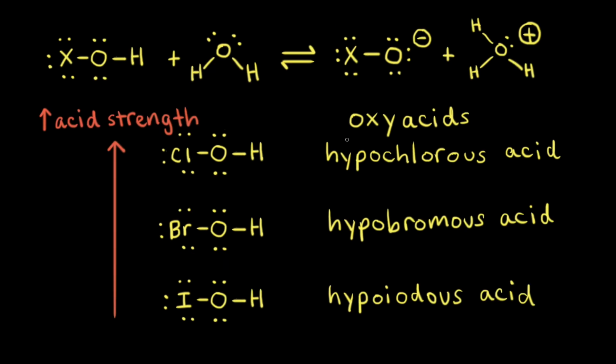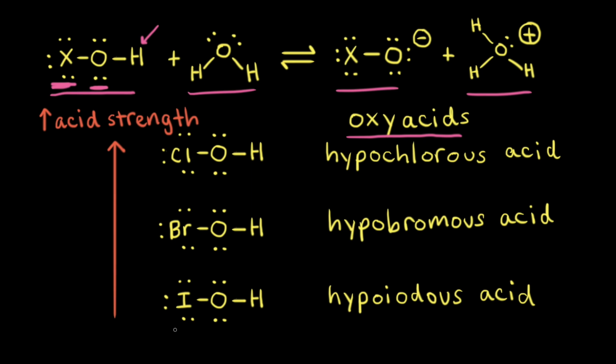Next, let's compare the strengths of some oxyacids. These oxyacids all have the general formula XOH, where X is a halogen. The acidic proton is the proton that's directly bonded to the oxygen, and if an oxyacid donates its proton to water, that forms the hydronium ion H3O+, and the conjugate base to the oxyacid.